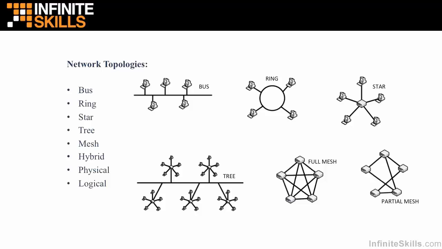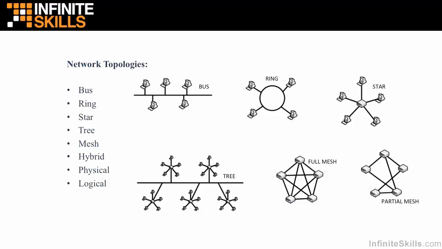Now, in this case, if the backbone were to have a failure, then each floor, each branch on that tree would still operate correctly. So we'd have still a functioning local area network for that one floor, but it might not be able to communicate with the other floors in the example that I described.